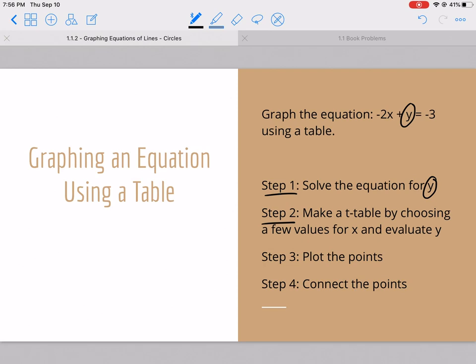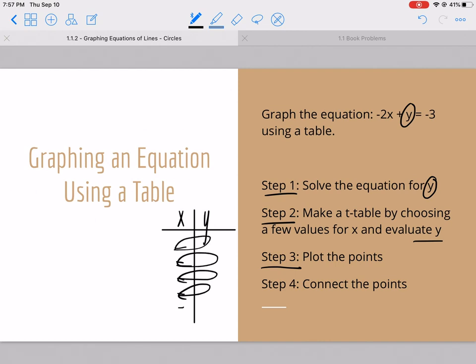Okay, step 2, you're going to make a t-table by choosing a couple values for x and y. So when I say a t-table, what I'm saying is this table, t-table, or input-output table, where you have x for your input and y for your outputs. And then you're just going to choose a couple numbers for x to plug in to the equation and get what your y values would be. Step 3, you're going to plot the points that you have in your table. Okay, and then step 4, you're going to connect the points.